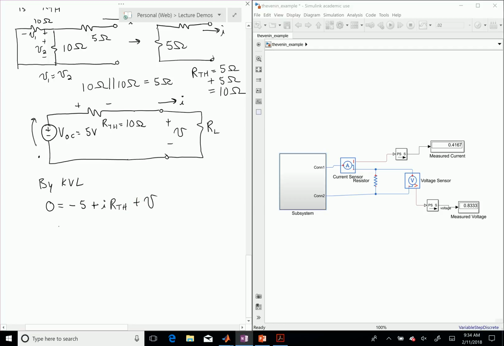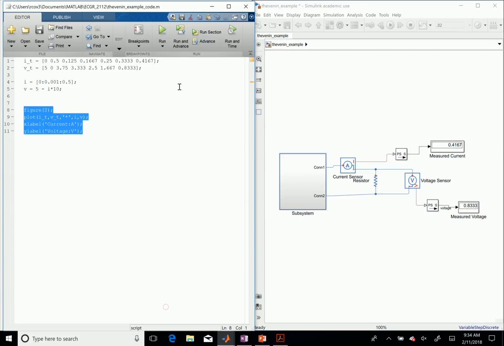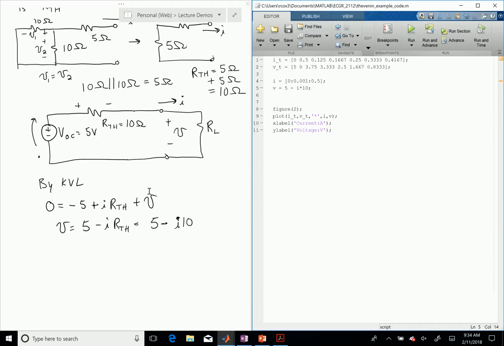Okay, so that means that V equals 5 minus I times R Thevenin. Let's plug in: that's 5 minus I times 10. Now, what I want to do is draw that IV characteristic here. So I go to my MATLAB. In my MATLAB, what I've written is this equation here, V equals 5 minus I times 10. I've written that here on line 5.